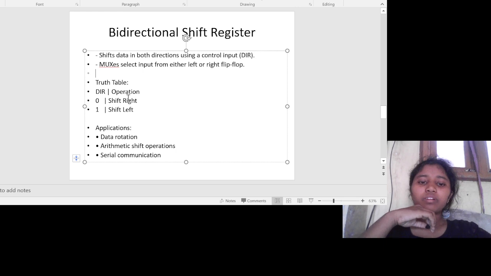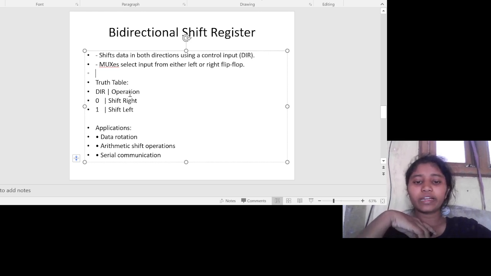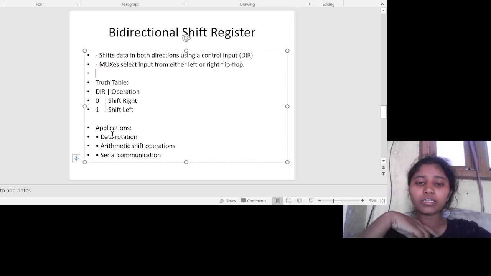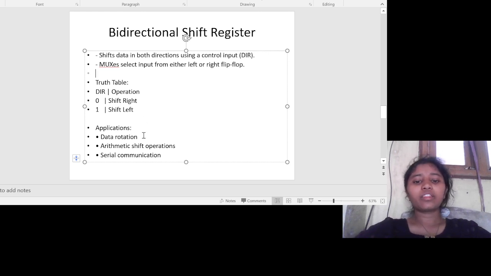We can observe the truth table of this bidirectional shift register. In the truth table, when I consider the direction input as 0, it performs a shift right operation. When I consider it as 1, it performs a shift left. This bidirectional shift register can be used in data rotating, arithmetic shift operations, and serial communications.